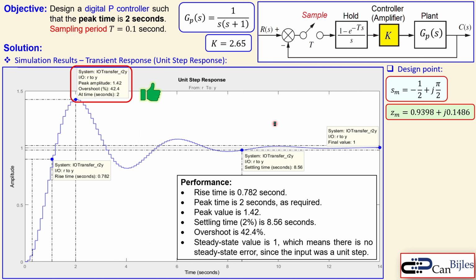All right, this is our first example about controller design using the digital controller. In this case, we just did the P controller using one specification, the peak time, and we worked out the analysis for our design point, then moved on to the z domain and found our required gain.